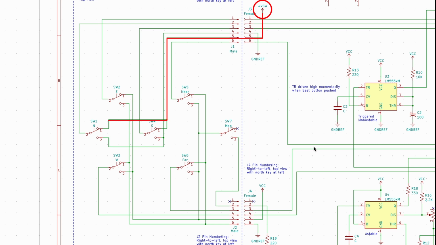This VSW power symbol connects to two keys, the north and south keys. We can copy it and move it right over next to them. Then we can eventually move these keys wherever they belong in the circuit. We can do the same thing with the two VCC symbols and the two ground symbols, moving them over to the keys they're connected to.